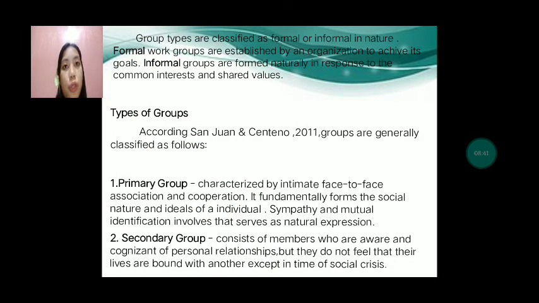In secondary group, the members may be separated from one another by distance or by a lack of personal physical contact. Nevertheless, they can share their interest through correspondence, press, radio, telephone, or other means.